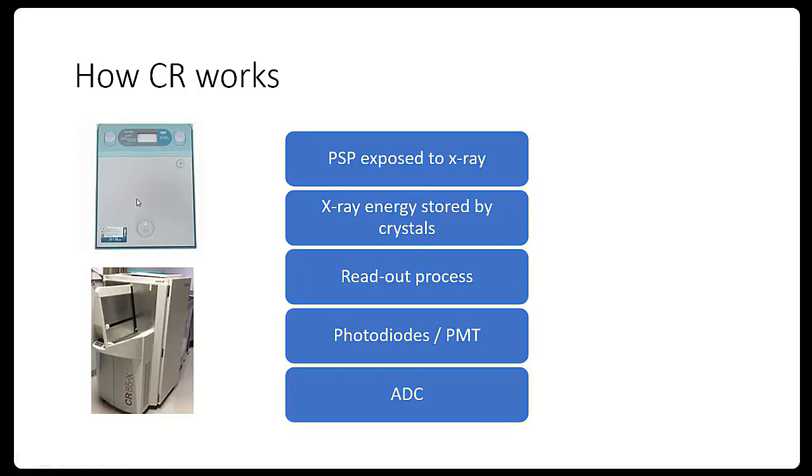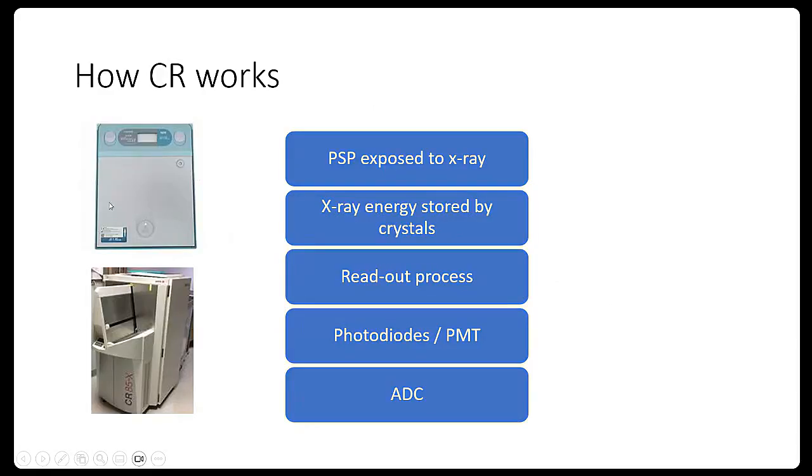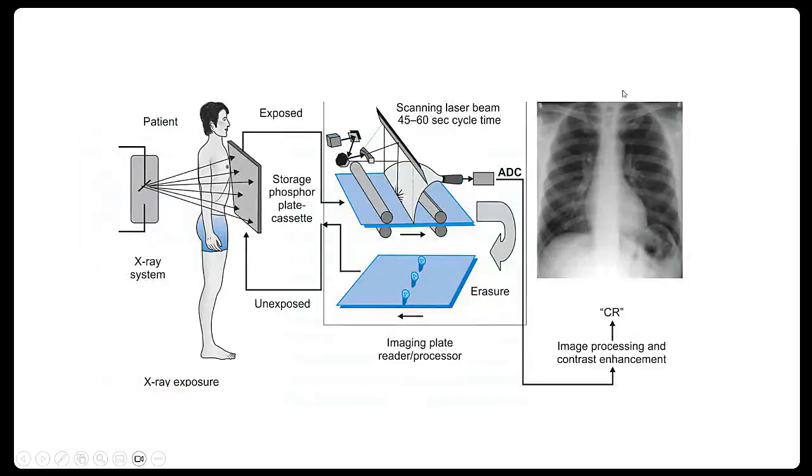Using the help of exposure with white light, the imaging plate is erased. Okay, so this is what occurs inside a CR system. So you can see here, this is the CR cassette, how it looks from outside. This is the CR reader. Then this is the image output we get, and here is some physics shown in the form of an image. So here is the patient, here is the PSP plate, and here is the X-ray tube.